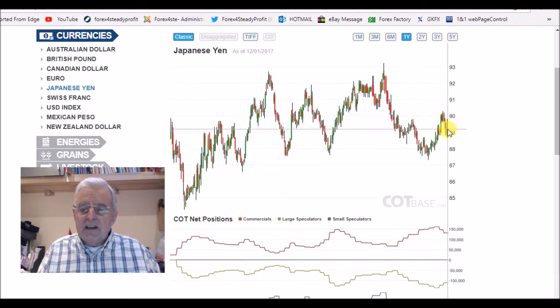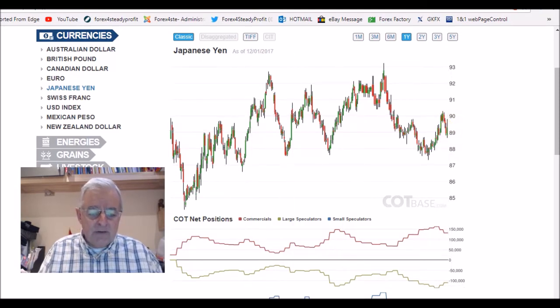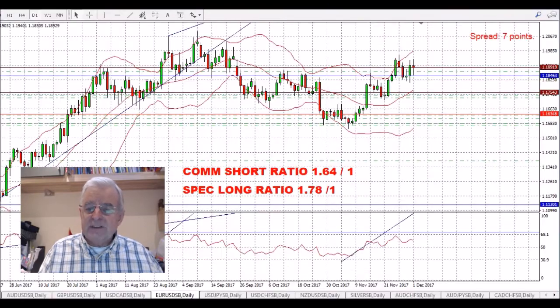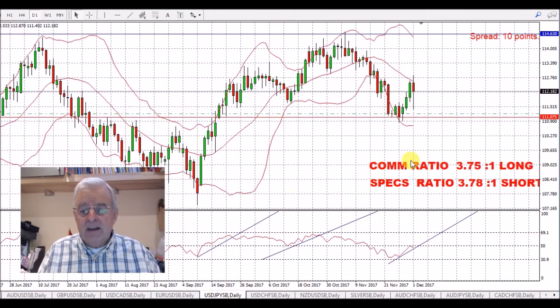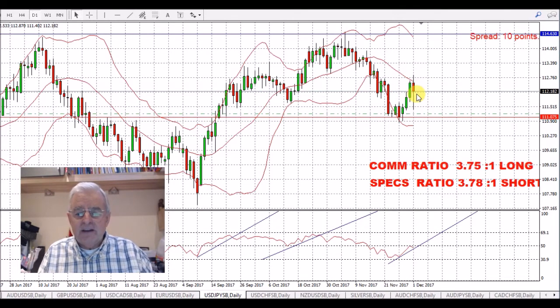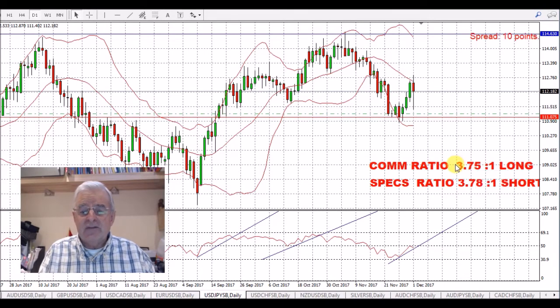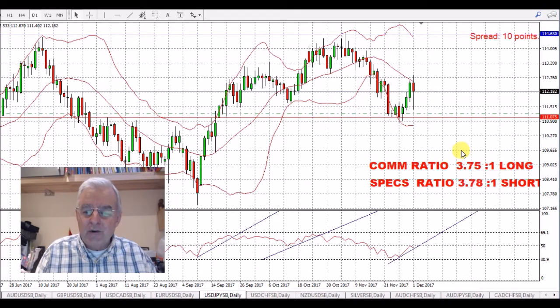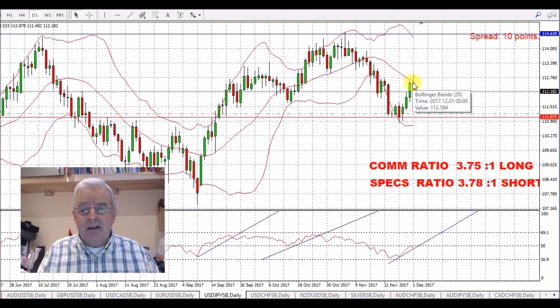I did get knocked out last week, and I'll be looking to get back in, but I prefer it again on the crosses. So I did have a couple of shorts in here. We have a commercial ratio of 6.75 to 1 long. That's long the Japanese yen, but short the pair.